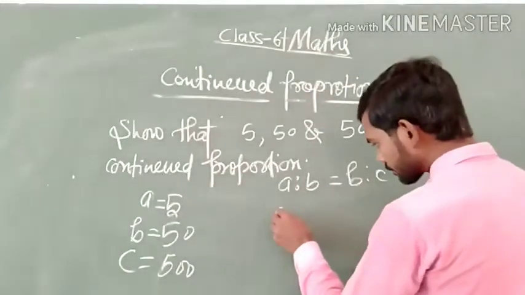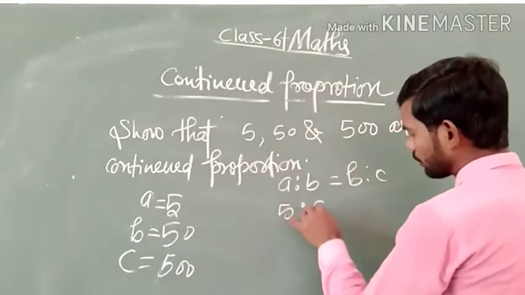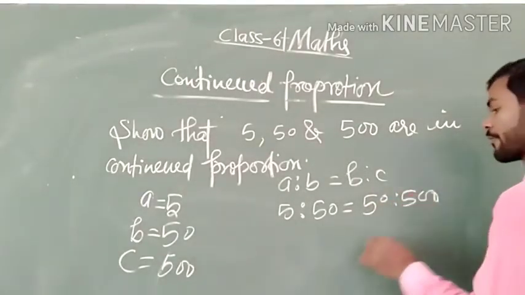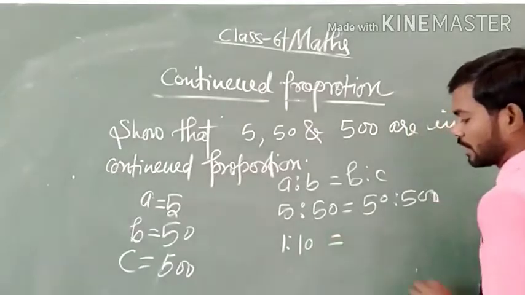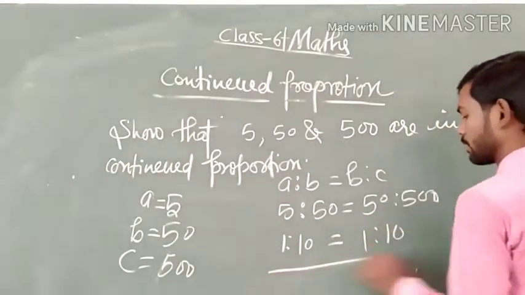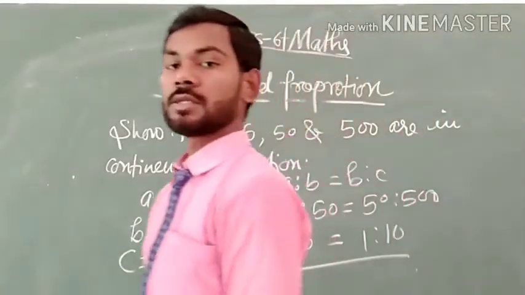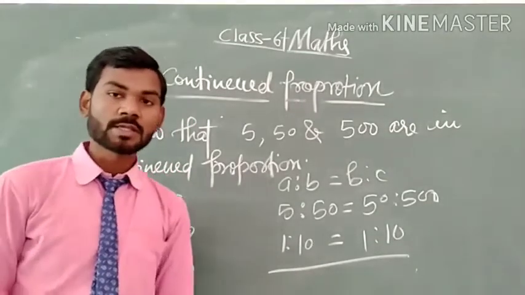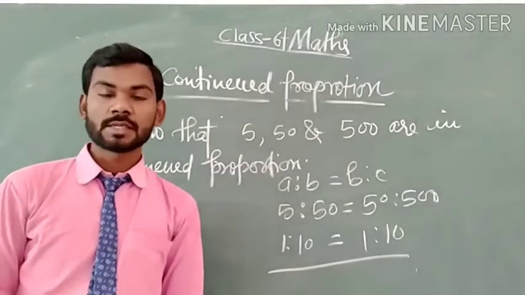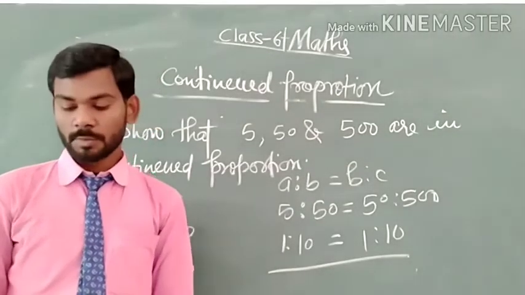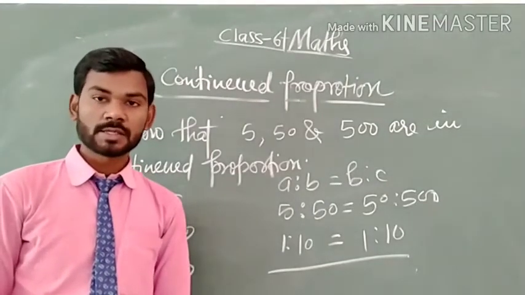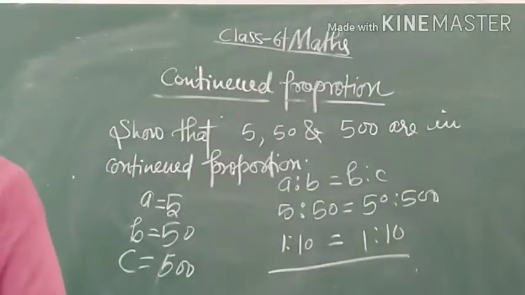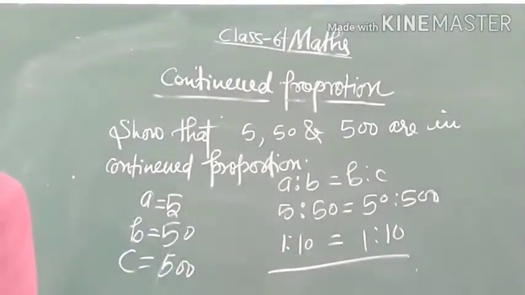We get 5 ratio 50, which is equal to 50 ratio 500, and when we solve we get 1 ratio 10 is equal to 1 ratio 10, which proves that this is in continued proportion, because here we can see that both ratios are equal and hence it is called continued proportion. So I hope that it is clear to everyone, and in this way the concept of proportion has been finished.